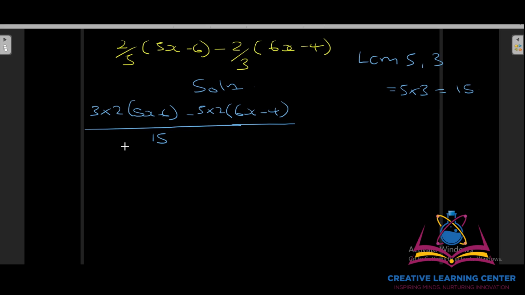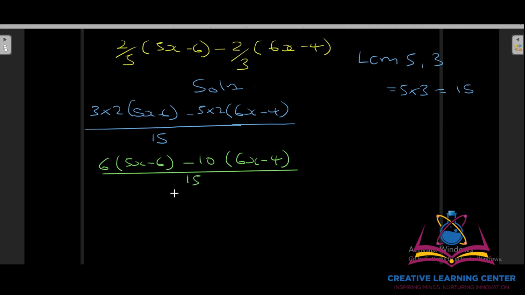If you have something like that, that means that 2 times 3 is going to give us a 6, open the bracket, going to have 5x minus 6, close the bracket. You subtract off 5 times 2 to give us a 10, then open the bracket, 6x minus 4, close the bracket. This will be out of our LCM, which is a 15. Then our next step is we are going to enter the bracket.